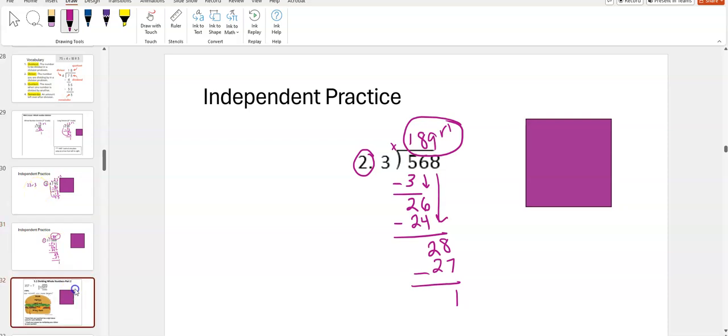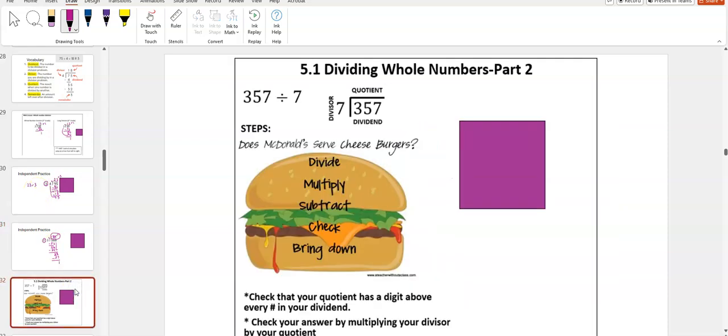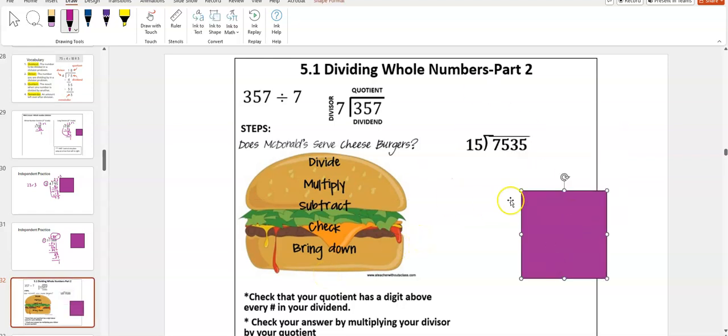Awesome. Okay. Now, if you're sitting there going, Ms. Kirkwood, I don't even know what you were doing in the first place, it could be because you don't know your steps to long division. So if you are one of those people, here's a reminder. And these are the steps that we do. We divide, we multiply, we subtract, we check, and we bring down. Okay. We're going to do that on this problem right here.